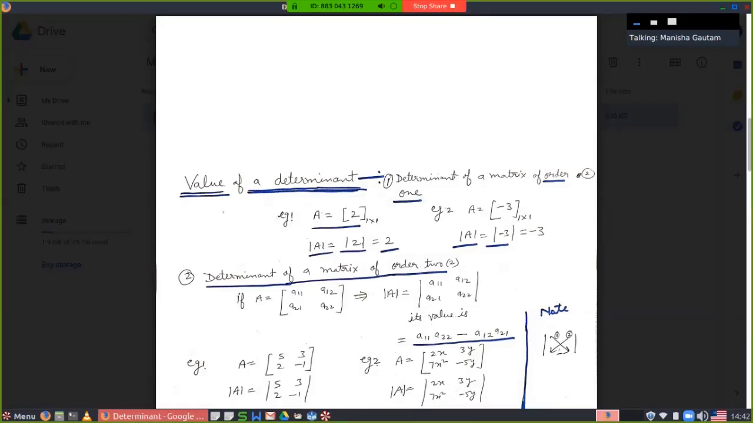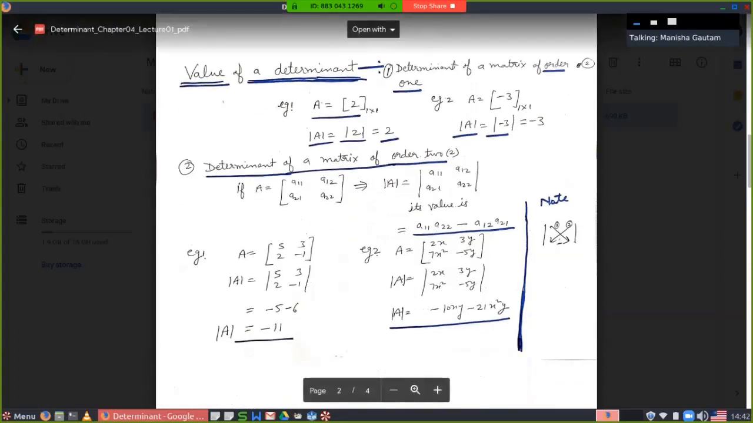The answer is 2. For the second example, A is equal to minus 3, a 1 by 1 order matrix having element minus 3. First of all, write the determinant of A as the determinant of minus 3. The answer is the same as the element given in the determinant form, that is minus 3. So in 1 by 1 form, the number itself is the real number which represents the determinant of the matrix.